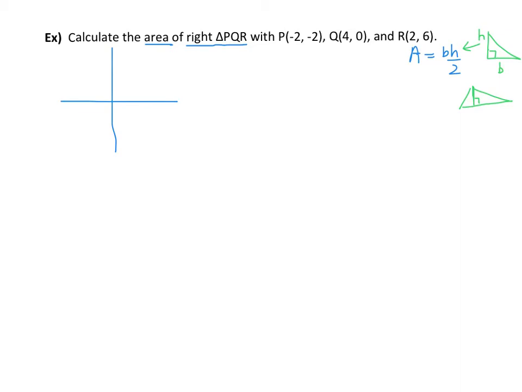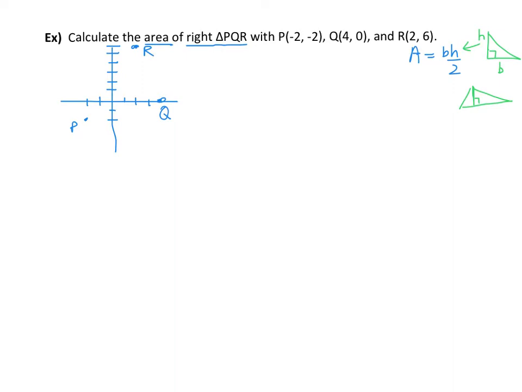Okay, if you sketch this, you should be at -2, -2. So P should be down here at -2, -2. Q is 4, 0, so +4 on the X and 0 on the Y. That puts you right on the X-axis. So it's what we call an x-intercept. R is at 2 and then 6. 1, 2, 3, 4, 5, 6. So just a sketch here. Here is R way up here.